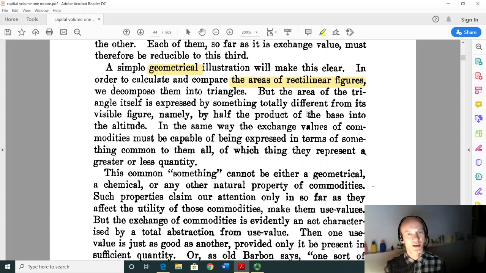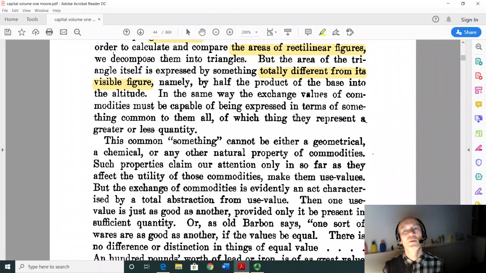The area of a triangle is expressed by something totally different from its visible figure. That is the main point here. Namely half the product of the base multiplied by the altitude of the triangle. I assume you remember how you calculate the area of a triangle. Now this formula, half the product of the base multiplied by the altitude, is completely different from what the area actually looks like.